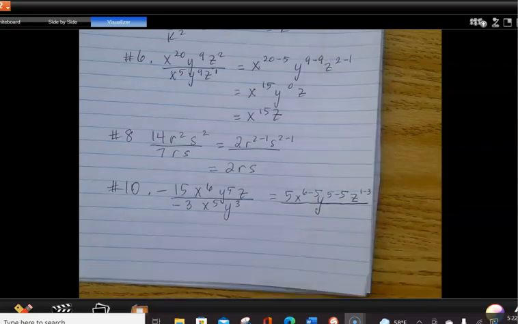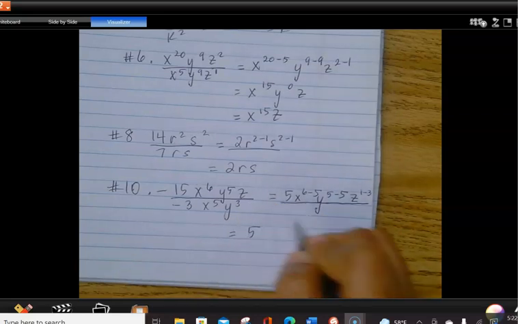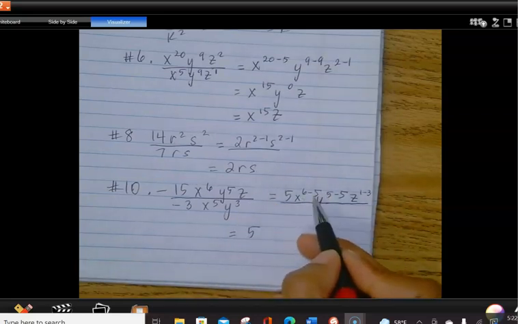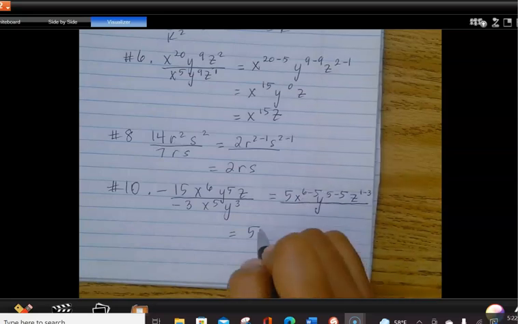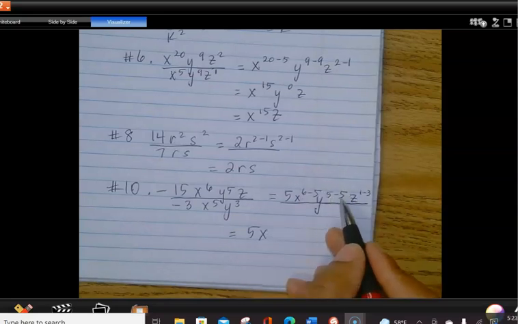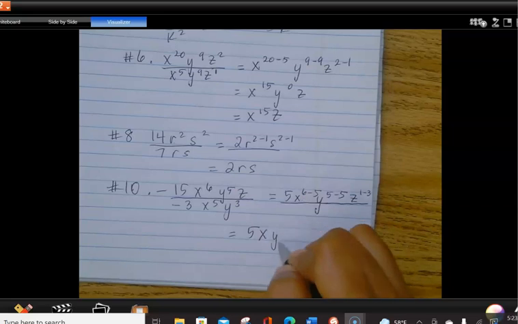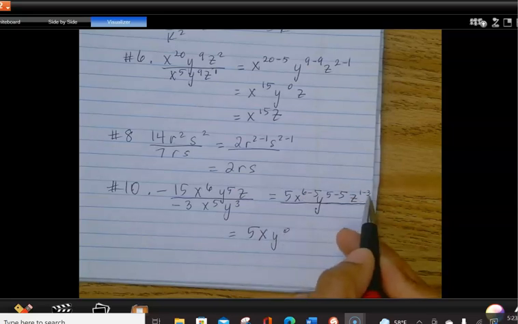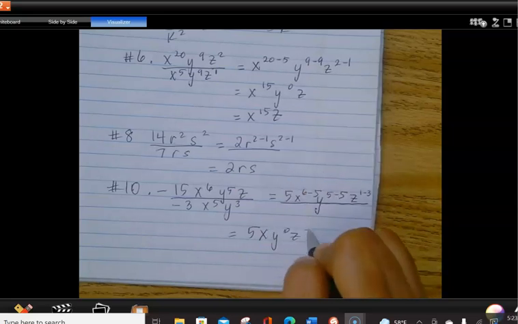So for this one, I still have the 5. This is going to be 6 minus 5, which is 1, so we'll just put an x. This is 5 minus 5 is 0. Just take your time. And this one is 1 minus 3, which would be a negative 2 for z.